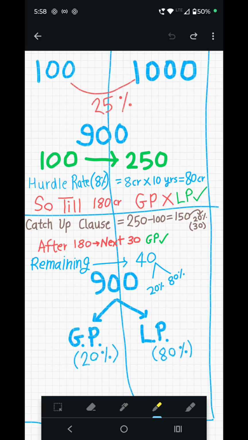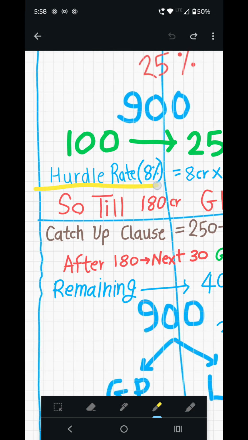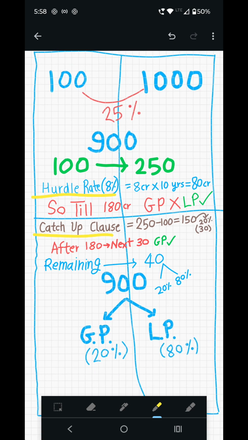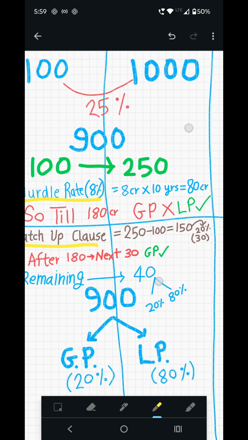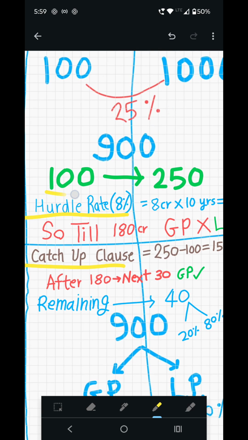So, welcome. Today we are going to discuss hurdle rate and catch up clause. So, what are these terms in venture capital? Hurdle rate is nothing but a minimum return which the general partner has to generate before taking any carry. 8% is the general hurdle rate in venture capital. So, he has to generate, let's say he has turned 100 rupees into 250 rupees.